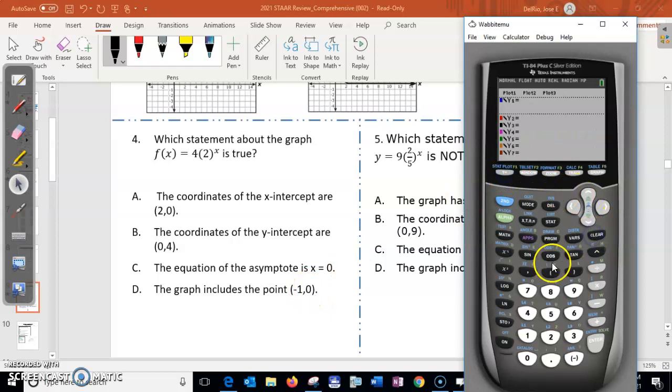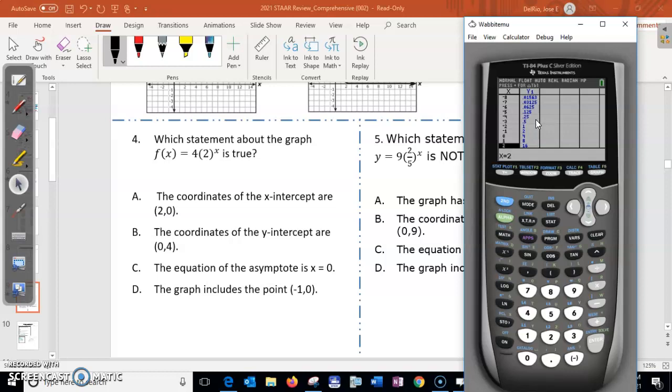Go to y equals. Go ahead and plug in 4 parentheses 2 to the power of x. Hit graph, and then let's find out. Well, not graph. My apologies. Well, either way, we can see the graph. All right. So let's hit second graph because we want to look at the table. So second and graph. There it is. And then it says the x coordinates are 2 and 0. So let's go to 2. See if 2 is at 0. 2 is definitely not at 0. So A is not your answer.